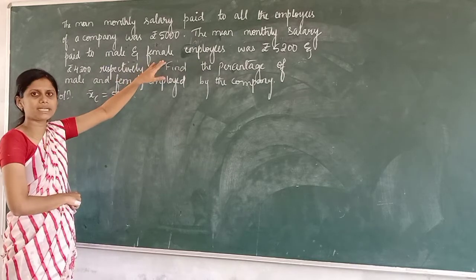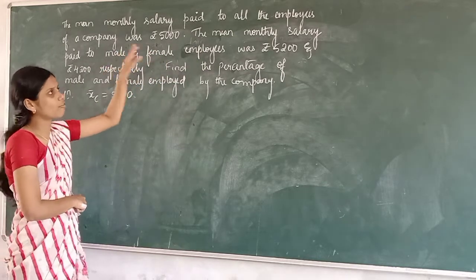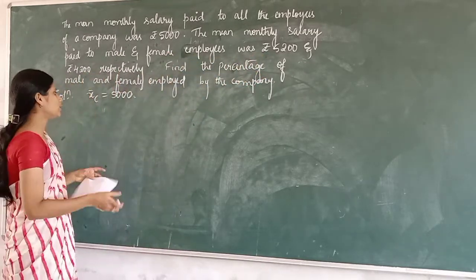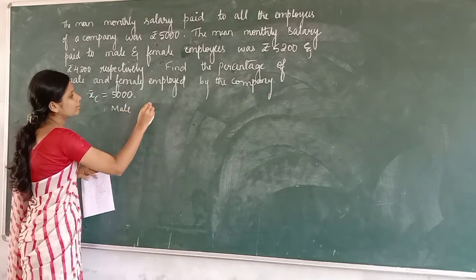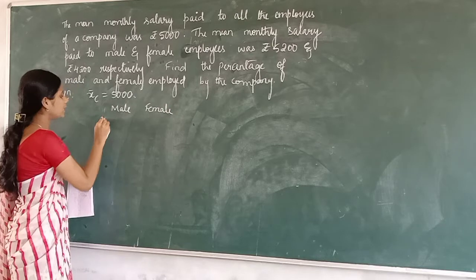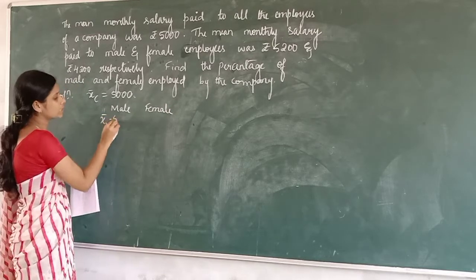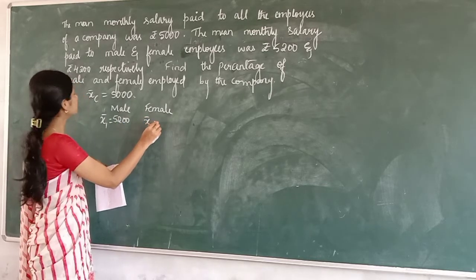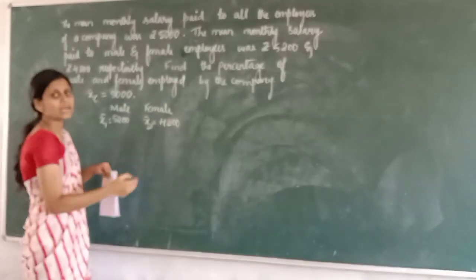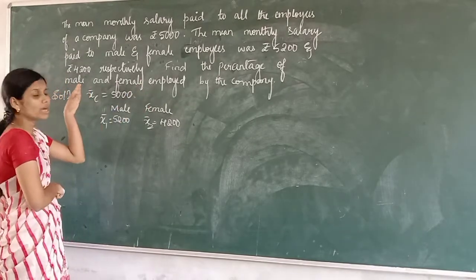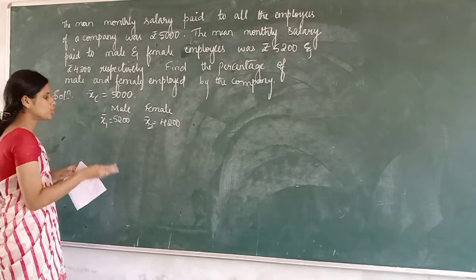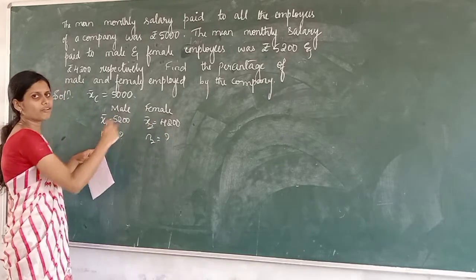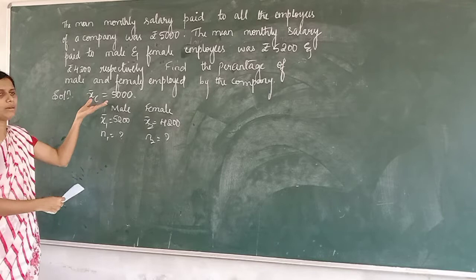For male and female employees, separately it is given that the mean monthly salary of male is 5,200, whereas for female employees it is 4,200. So we can write it as male and female. Male employees' mean is 5,200, whereas female employees' mean salary is 4,200. And we are asked to find out the percentage of male and female employed in the company. So N1 and N2 we have to calculate, the number of male employees and the number of female employees. Both the values we have to calculate with the help of the combined mean.